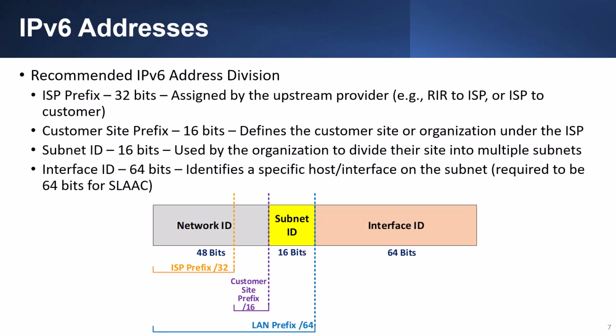The recommended IPv6 address division includes an ISP prefix, which is 32 bits assigned by the upstream provider; a customer site prefix, which is 16 bits and defines the customer site or organization under the ISP; a subnet ID, which is 16 bits used by the organization to divide their site into multiple subnets; and an interface ID, which is 64 bits and identifies the specific host or interface on the subnet, which is required to be 64 bits for SLAAC.